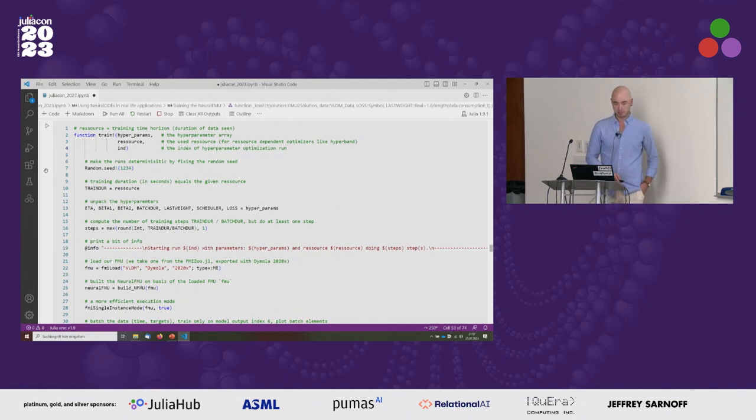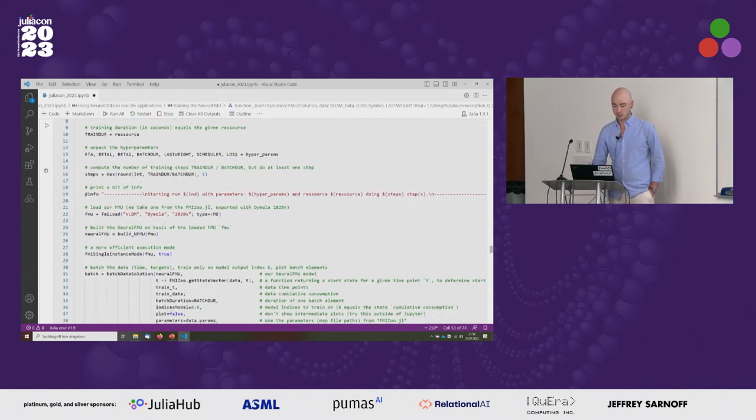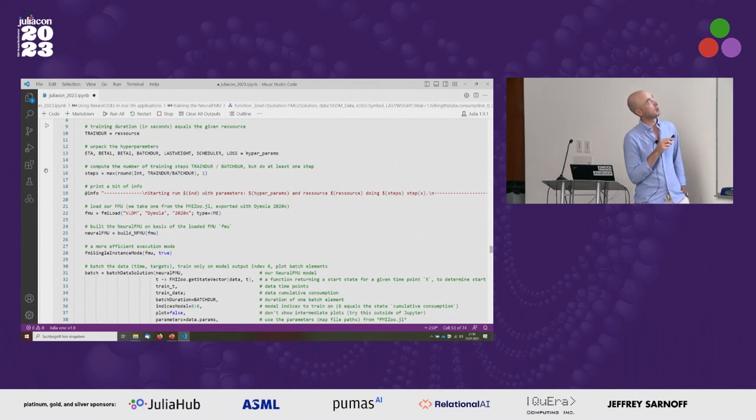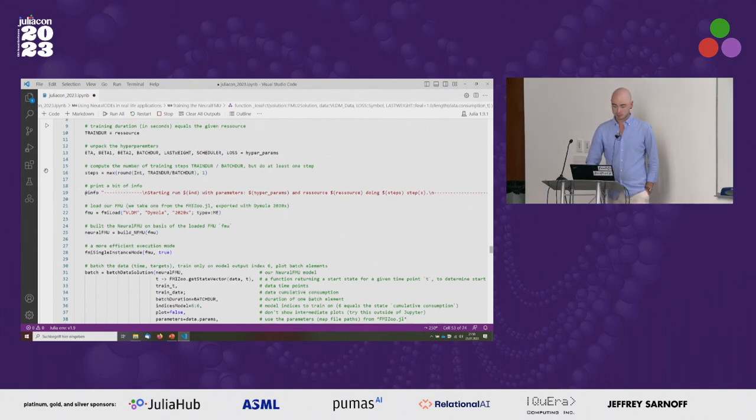So the train function. We have a function for that. We put in our hyperparameter array, some resource, because there are resource controlling hyperparameter optimization algorithms like hyperband, which allocates different resources for different configurations, and an index for the hyperparameter run. We fix our random seed. This is just for the notebook, so we always have the same result. And our training duration is basically the resource that is determined. We unpack our parameter array, so eta, beta 1, beta 2, batch duration, last weight, and schedule and loss from the hyperparameter array.